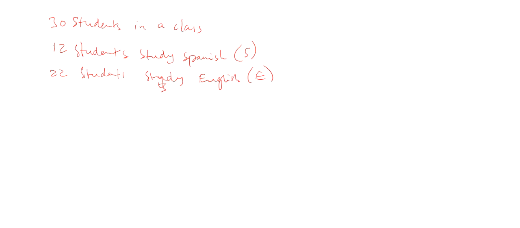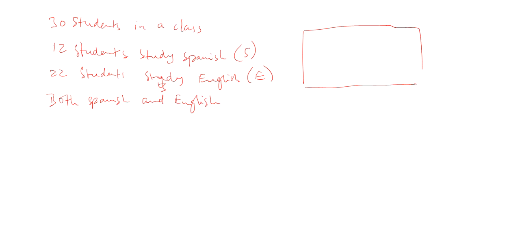And then they come and I ask you what is the least number of students who study both Spanish and English. So you want to find both Spanish and English, right? So the best way to do this question is to sketch a diagram. In the exam, just sketch a quick diagram. It's easy to visualize something when you see it in front of you.